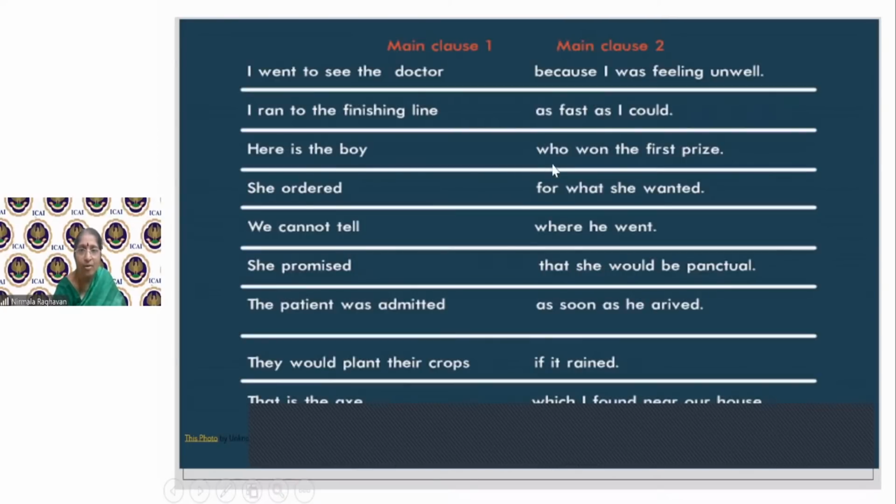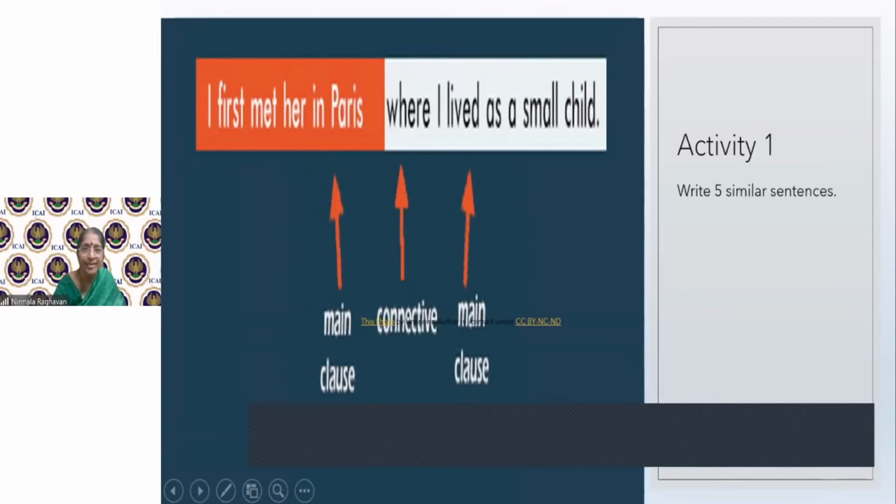Okay. Here you have a relative clause, who. She ordered for what she wanted. Okay, where we cannot tell. Okay, this is a bit blurred. We'll go on to the next sentence.